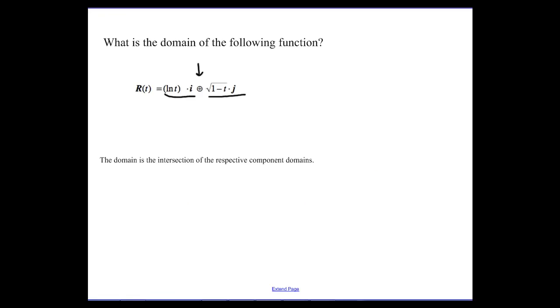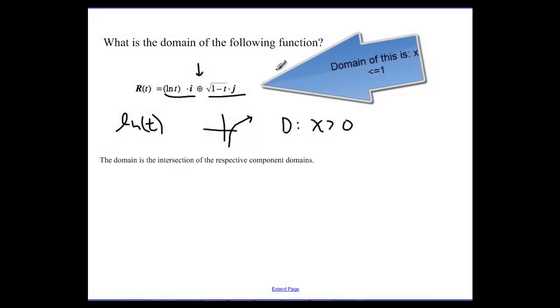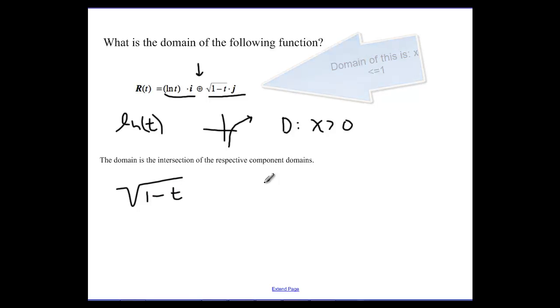Okay, so when we want to talk about the domain of a function, we know that as far as ln t is concerned, because we know ln t looks like this, the domain for ln t is that t must be greater than 0. And if we look at 1 minus t, in this case, it's a graph that looks like this.